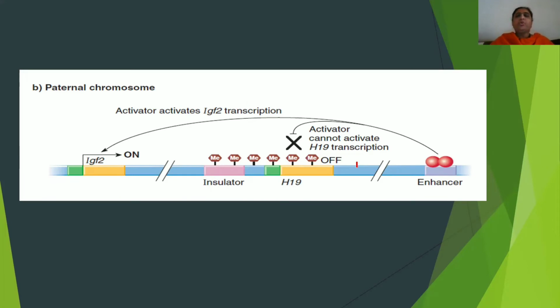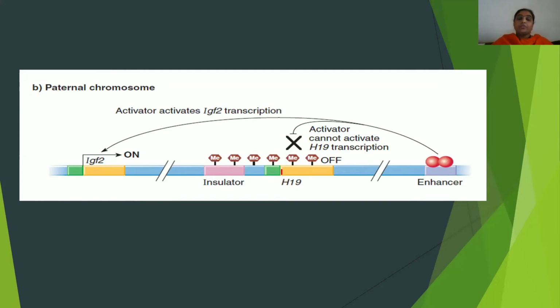And how is there no activation of the H19? There is a methylation of the promoter, the region of the H19 is methylated. So due to the methylation, the activator cannot activate the H19 transcription. The activator cannot equip the basal transcription apparatus over this H19 gene, and as there is no RNA polymerase 2, there is no transcription of the H19. Thus the H19 is off, that is, H19 expression is inhibited.